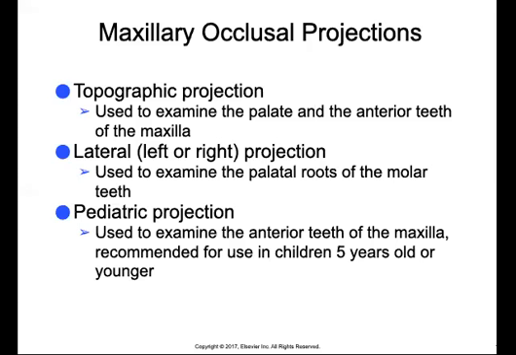So the three maxillary occlusal projections that are commonly used are the topographic projection, which is used to examine the palate and the anterior teeth of the maxilla; the lateral projection, which is used to examine the palatal roots of the molar teeth, and it can also be used to locate foreign objects or lesions in the posterior maxilla; and the pediatric projection, which is used to examine the anterior teeth of the maxilla and is recommended for use in children 5 years or younger.